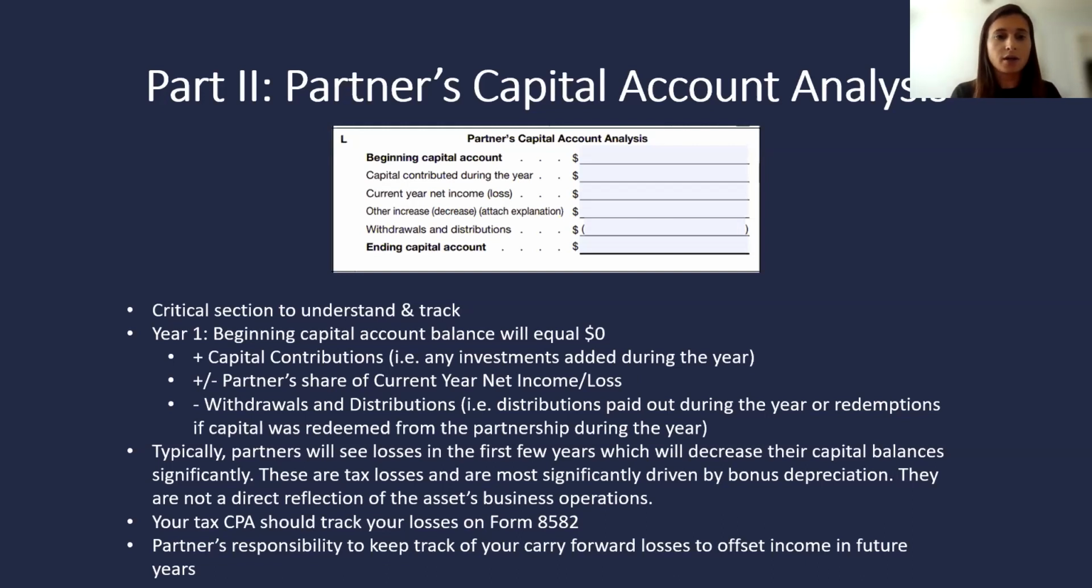So in year one, the first year you receive the Schedule K-1 for the first year that you're invested, the beginning capital account balance, so the first row, will equal 0. Typically, it just will not have any numbers there indicating there was no beginning capital account balance. Then we'll add your capital contributed during the year, so that would be your investments made during the year. Then we would allocate the partner's share of the current year net income or loss. For these multifamily investments, that's typically a substantial loss in year one, which we'll get into later.